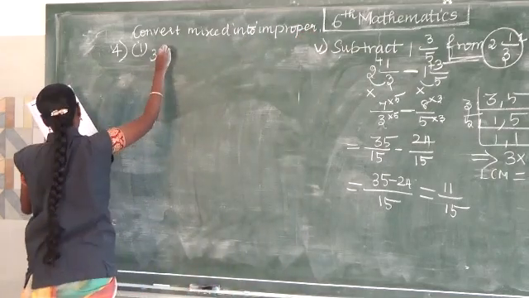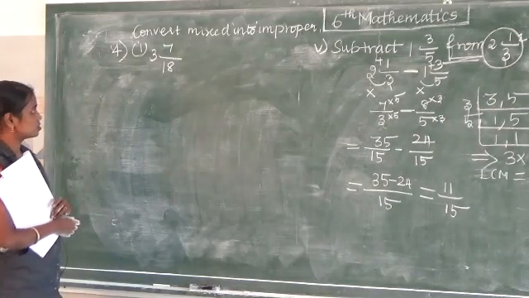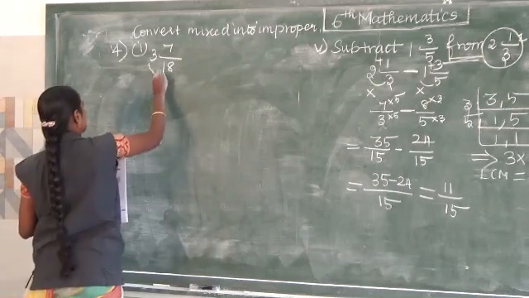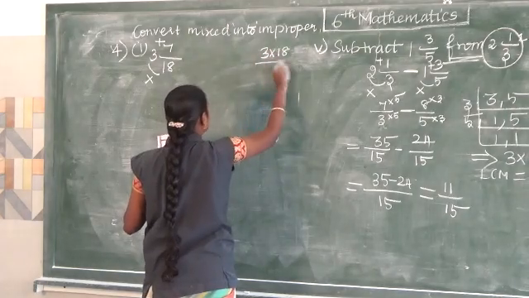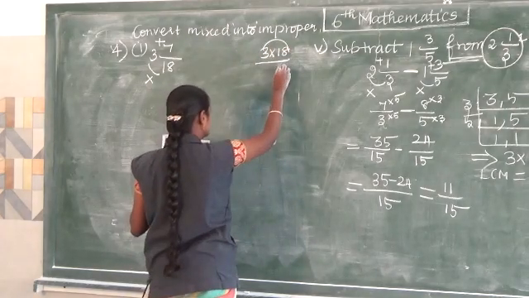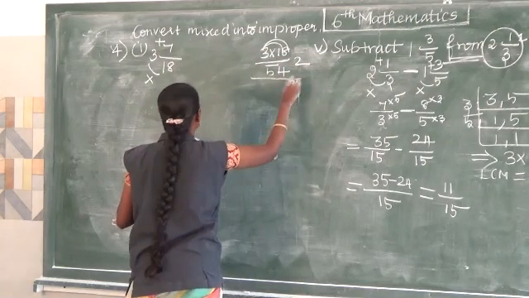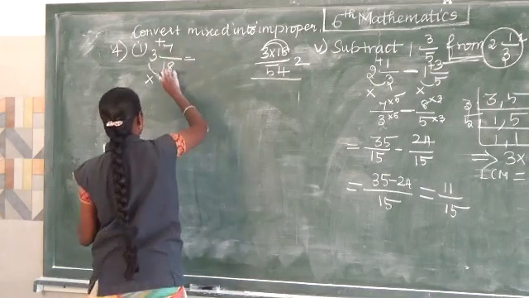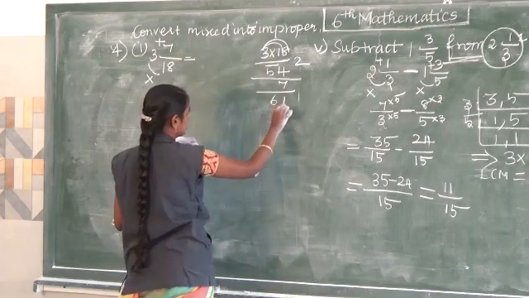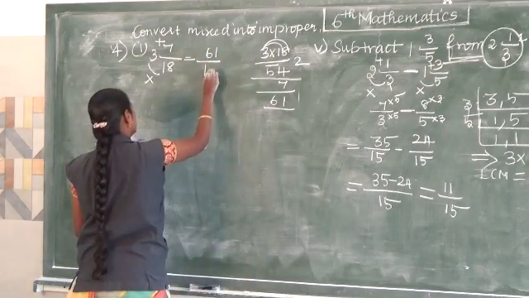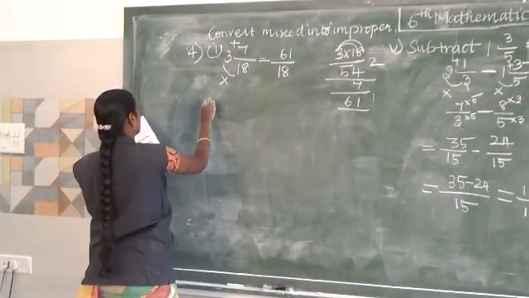Option 1: 3 7/18. How will you convert? What we used to do: multiply and add. Multiply 3 into 18. 8 3s are 24, 3 1s are 3, 3 plus 2, 5, so 54. 54 plus 7, you have to multiply and add, is 61. So 61/18 is the conversion. Next, option 2.